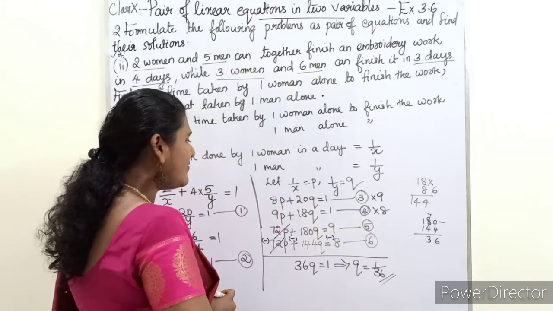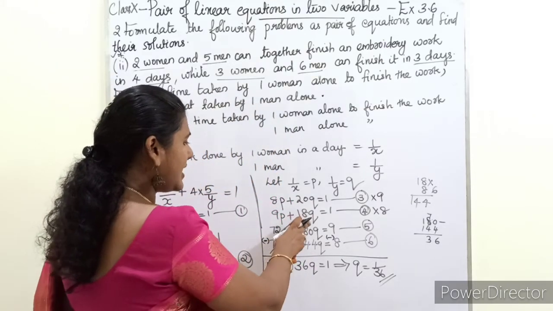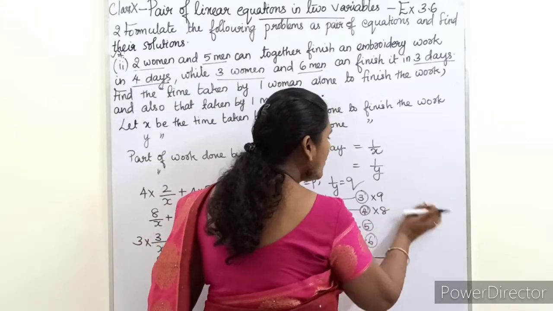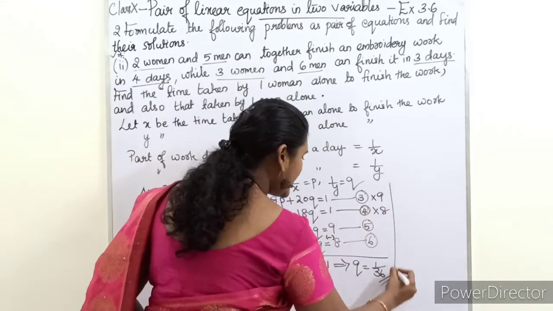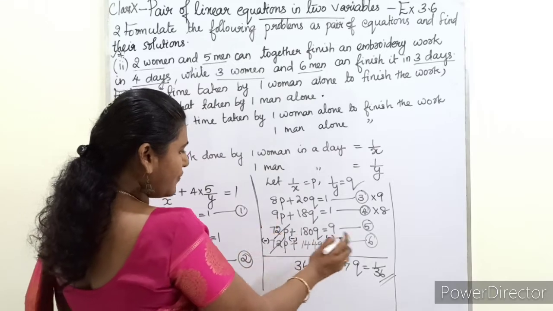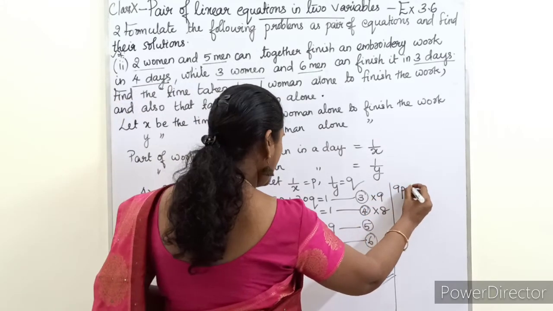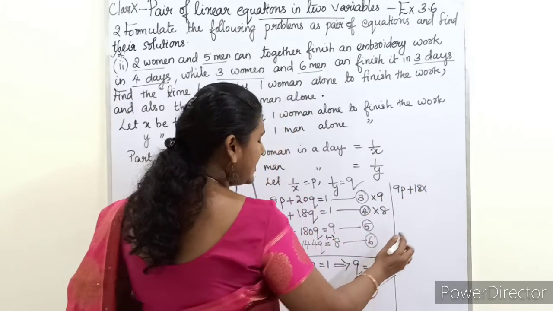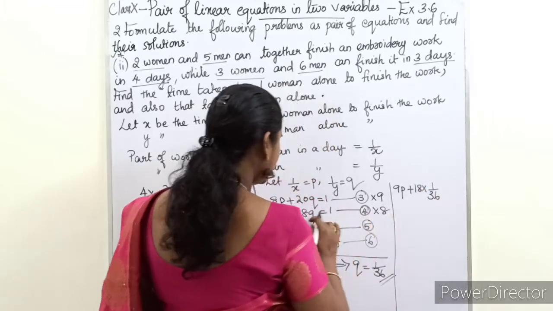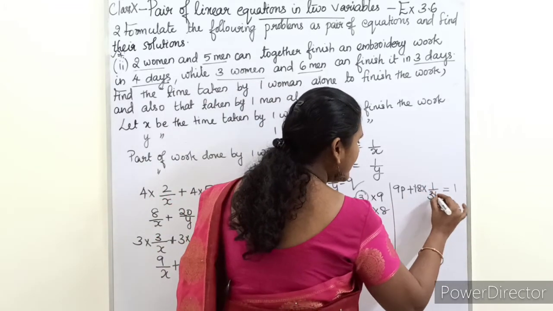This value we will substitute in the fourth equation. Okay, fourth equation we will substitute. So here in equation 4, that is 9p plus 18q, that is 18 into 1 by 36 is equal to 1. So here we will simplify.